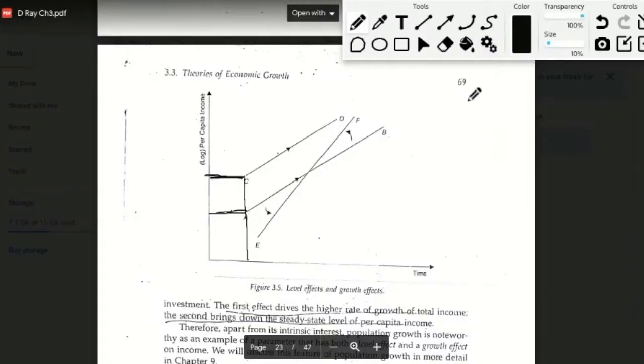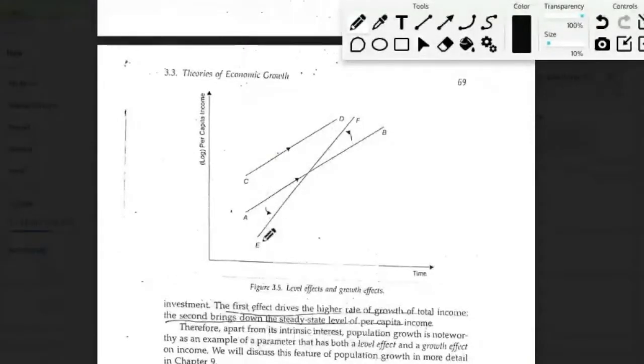Now if I compare line AB with line EF, then I see there is some kind of growth effect. Why? Because there is a change in the slope of this line now. So AB has a certain slope and EF has a certain different slope. So when I compare line AB and EF, I say that these two lines are differentiated by the growth effect.